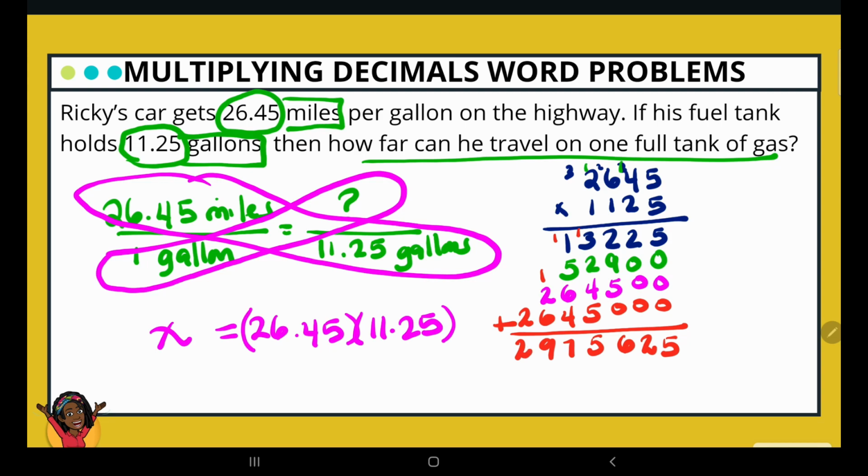Now let's go ahead and take account for our number of decimal places. So here we have 1, 2, 3, 4 decimal places. Let's go ahead and move that. So 1, 2, 3, 4. So the total amount of miles that can be traveled on 11.25 gallons of gas is 297.5625 miles. And if I wanted to round this to the nearest hundredth, then I would say Ricky can travel 297.56 miles.